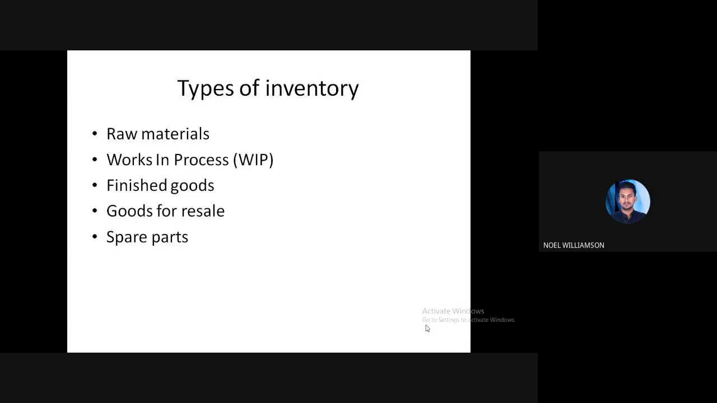And finally, regarding spare parts, there will be spare parts available for every standard product. These will be used only in the case of maintenance. So till then, they will be kept as inventory. These are the main types of inventories.